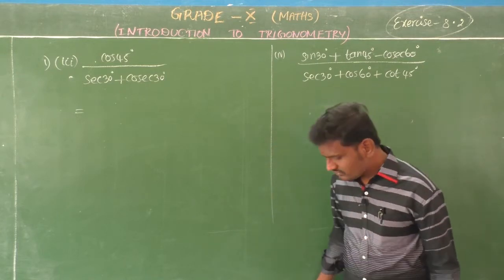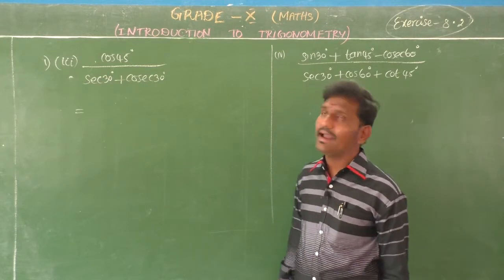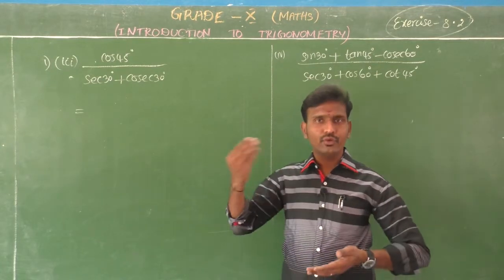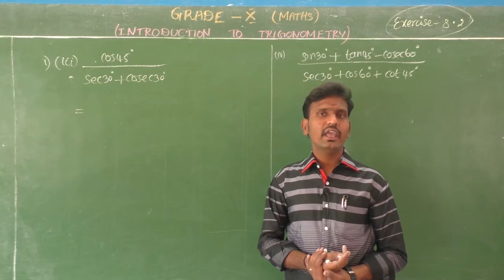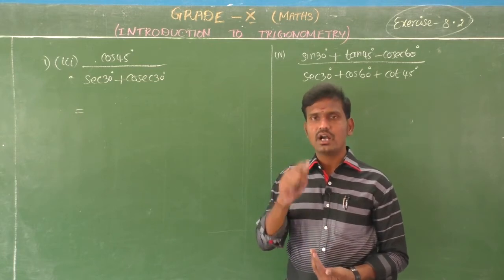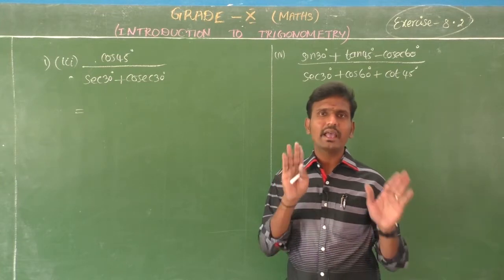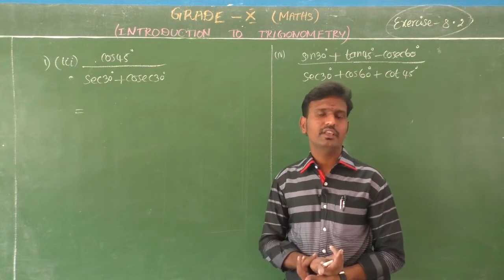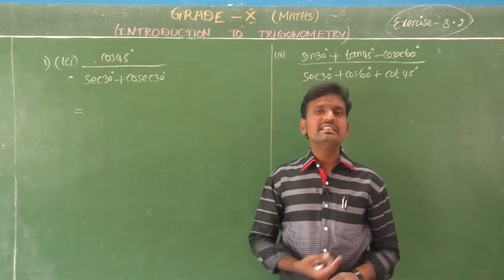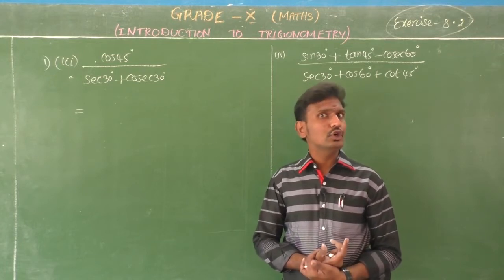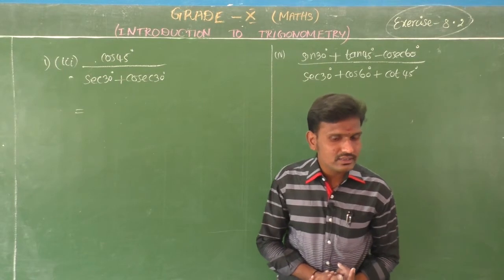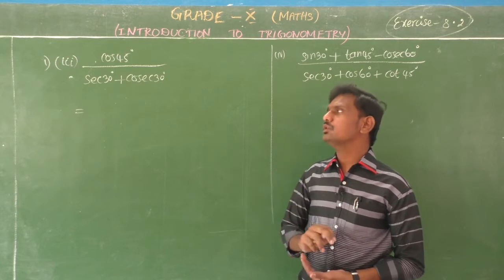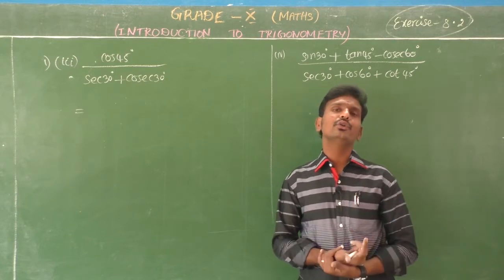Now cos 45 degree has a value of 1 by root 2. Then secant 30 degree. To know secant 30 degree, before that you should know cos 30 degree. Already I told you sin theta and cos theta are the main thing. If you know sin theta, the next consecutive values you can easily find. What is the value of cos 30 degree? You know that, root 3 by 2. So the secant 30 is the reciprocal, 2 by root 3.